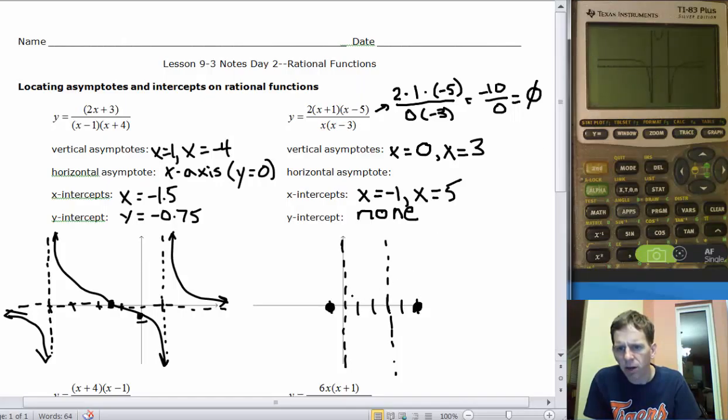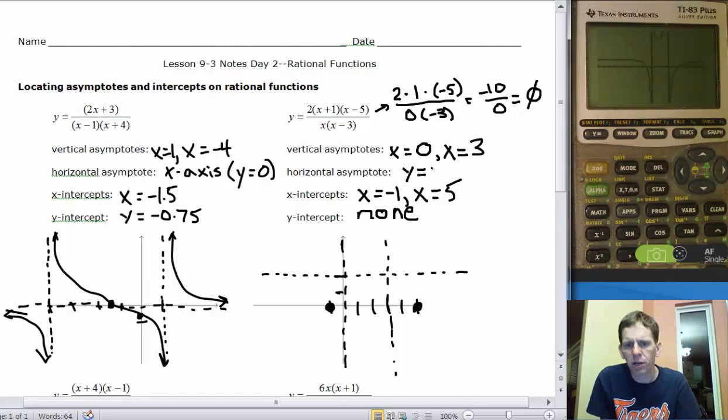Now you'll notice by the graph, we appear to have this asymptote, but it's not on the x-axis. If you count tick marks, it appears to be about 2 tick marks up. And it actually is along this line y equals 2. That's actually your horizontal asymptote in this problem. It's not the x-axis. You can see as you move far to the right and far to the left, the graph doesn't get closer to the x-axis. It gets closer to this line y equals 2.